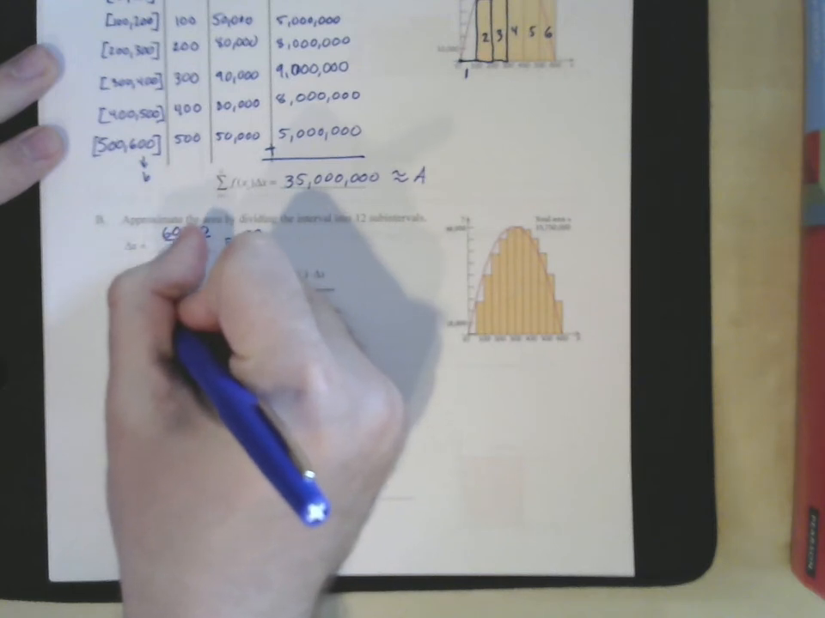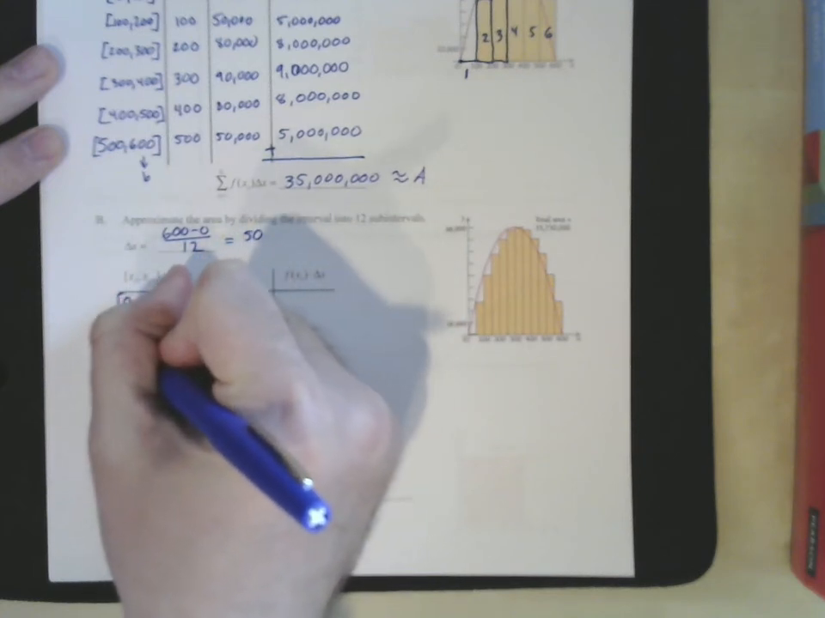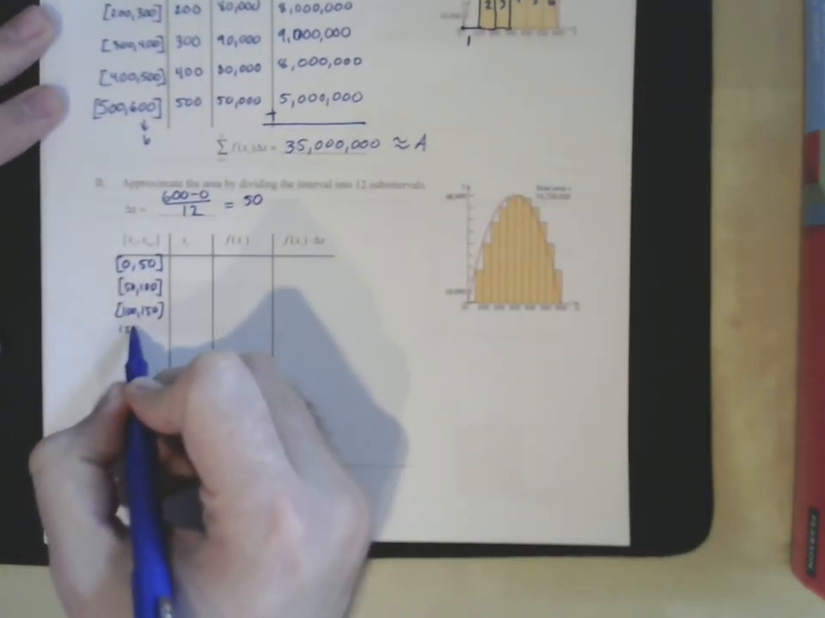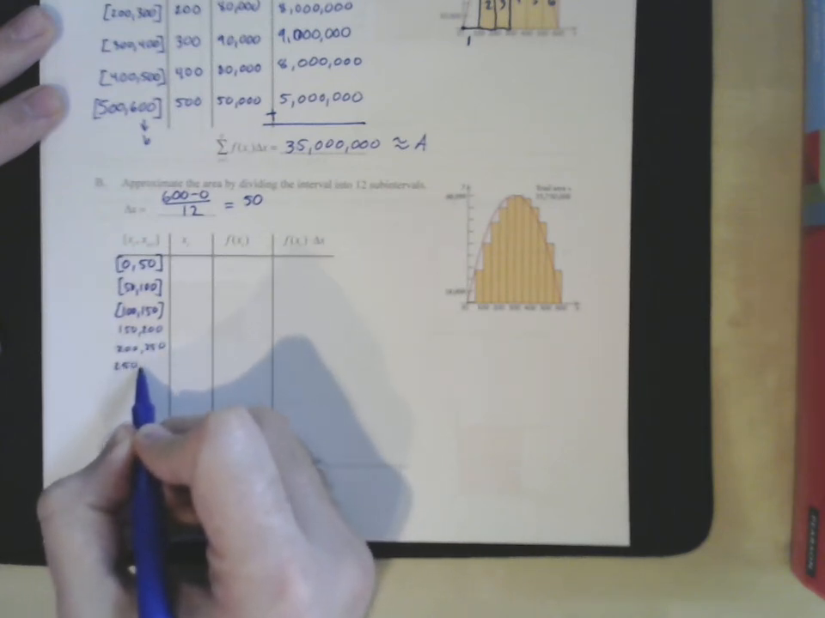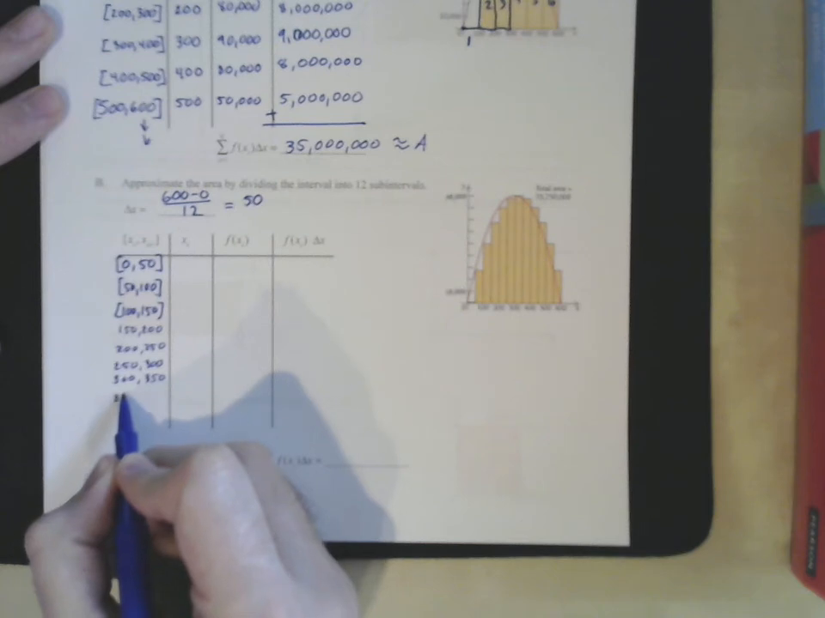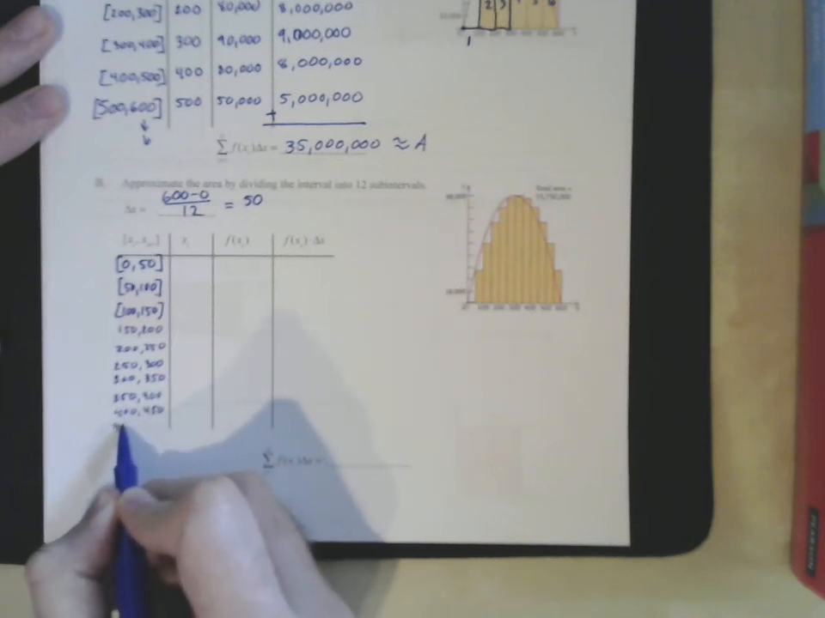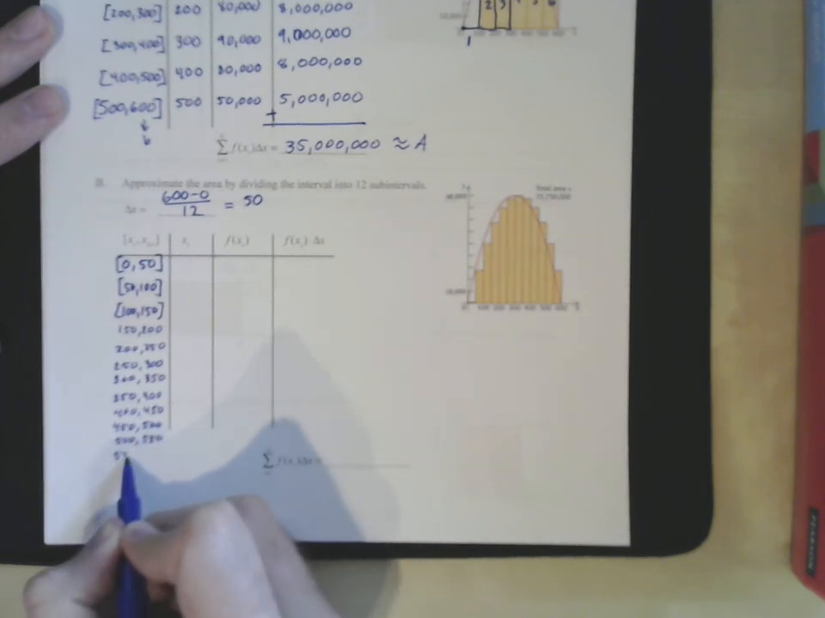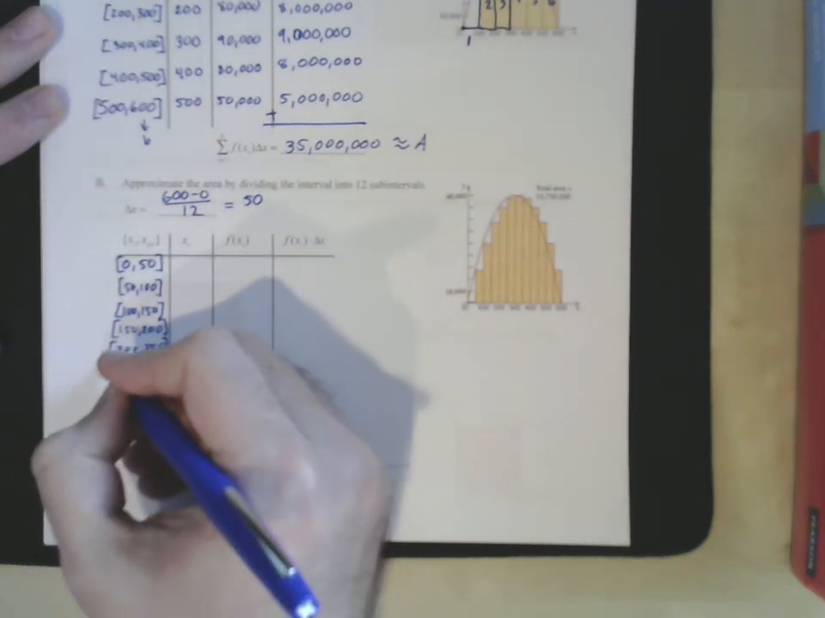So we start at 0, go up 50. And we start at 50, go to 100. 100 to 150. 150 to 200. 200 to 250. 250 to 300. 300 to 350. 350 to 400. 400 to 450. 450 to 500. 500 to 550. And then 550 to 600. Brackets on all of these.